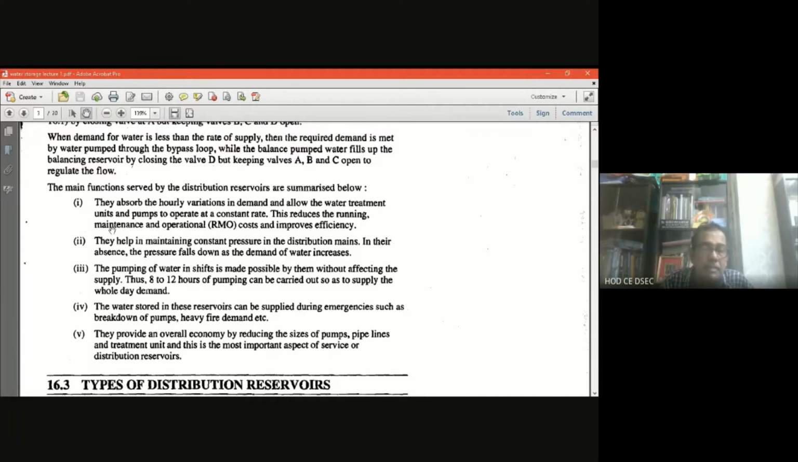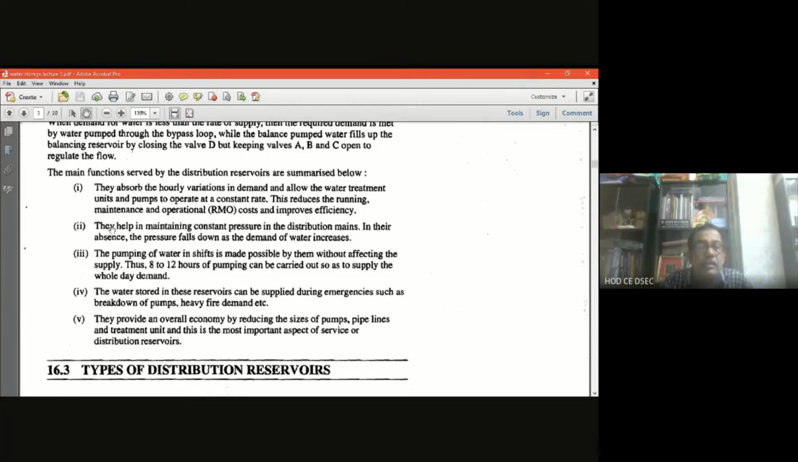Number four function I must highlight: the water stored in these reservoirs can be supplied during emergencies such as breakdown of pumps, heavy fire demand, etc. That means it always maintains safety in the system, a standby safety system. And number five, they provide an overall economy by reducing the size of pumps, pipelines, and treatment units. And this is the most important aspect of service or distribution reservoirs.